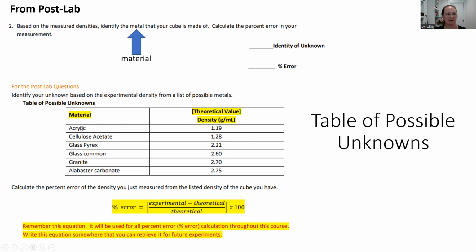Again, it's going to be one of these. Maybe it's acrylic, maybe it's granite, one of these. And you'll also calculate percent error. So percent error is equal to the absolute value of the experimental number minus the theoretical number, divided by the theoretical number, times 100. So these are all your theoretical values, and your experimental value is the density that you measured, and you probably want to use the one that was more precise or gave you more significant figures. And so that's what you're doing in this post lab.